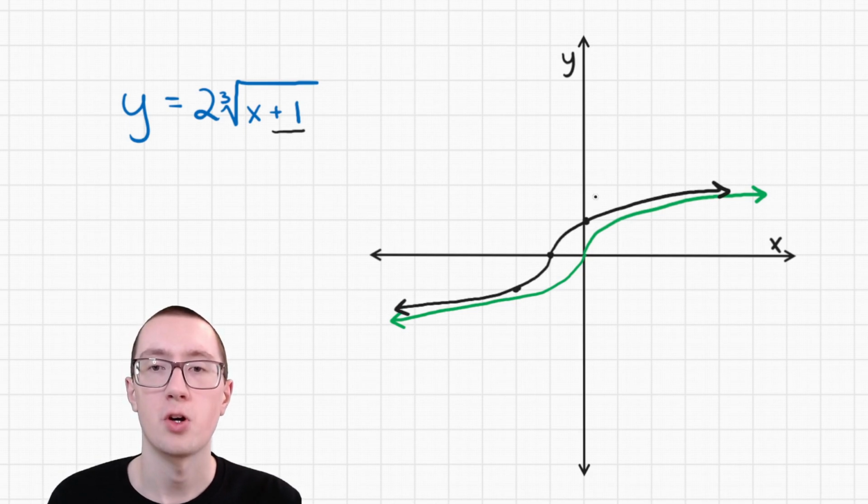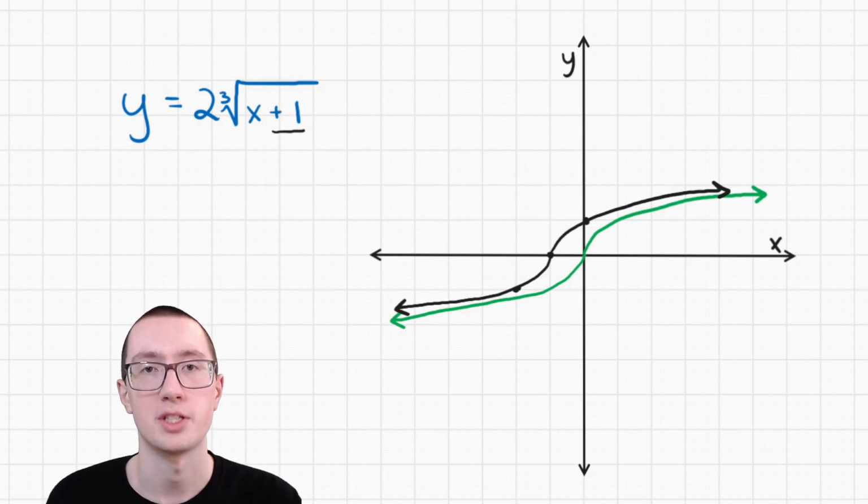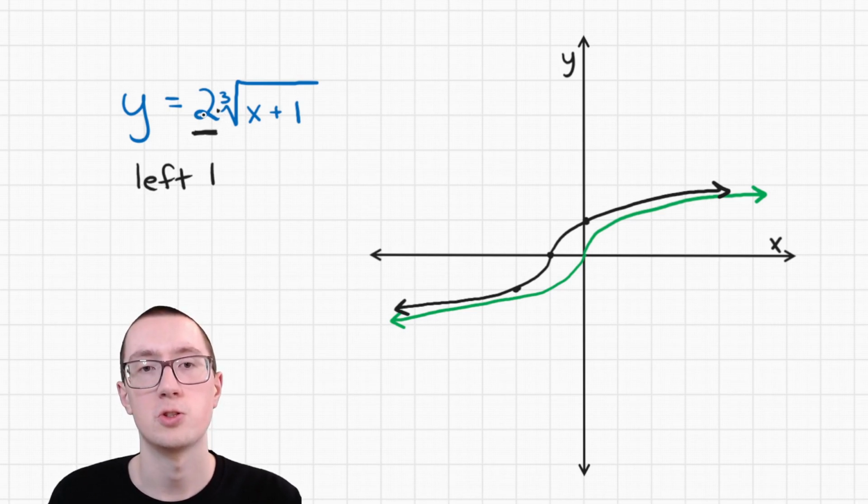We have now graphed our same graph, except now it's 1 to the left. And if the problem was asking you to describe the transformation, then you would just say it moves to the left 1. But now we need to figure out what this 2 is doing. And remember that this is multiplication. So this 2 is multiplying all of our numbers by 2.